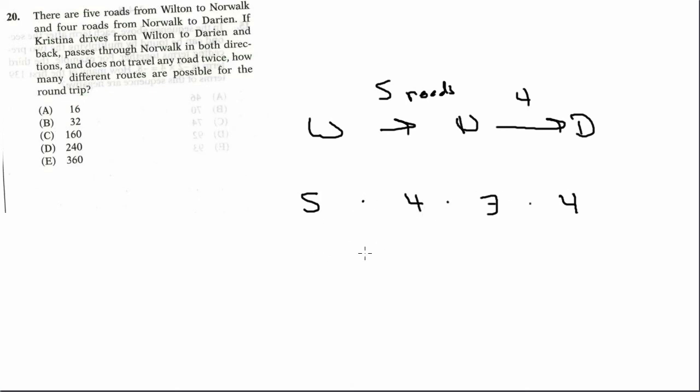So multiply all those together. So 5 times 4 is 20. 3 times 4 is 12. 20 times 12 is going to be 240. Here I do the 2 times the 12 is 24, plus we have a 0, which is 240.